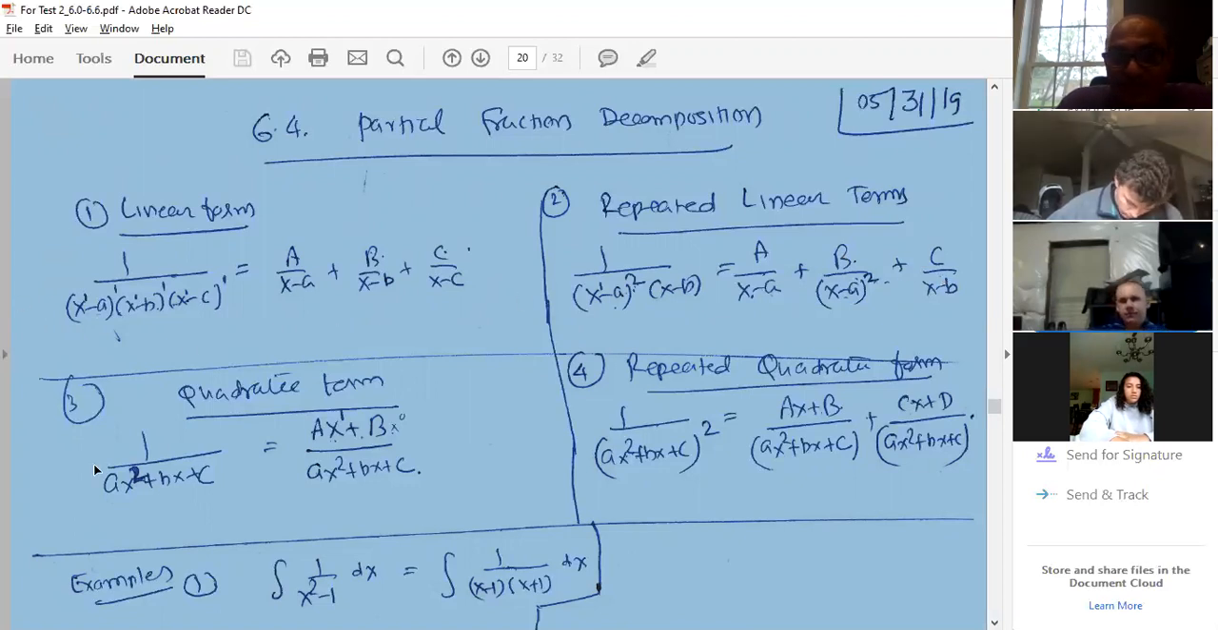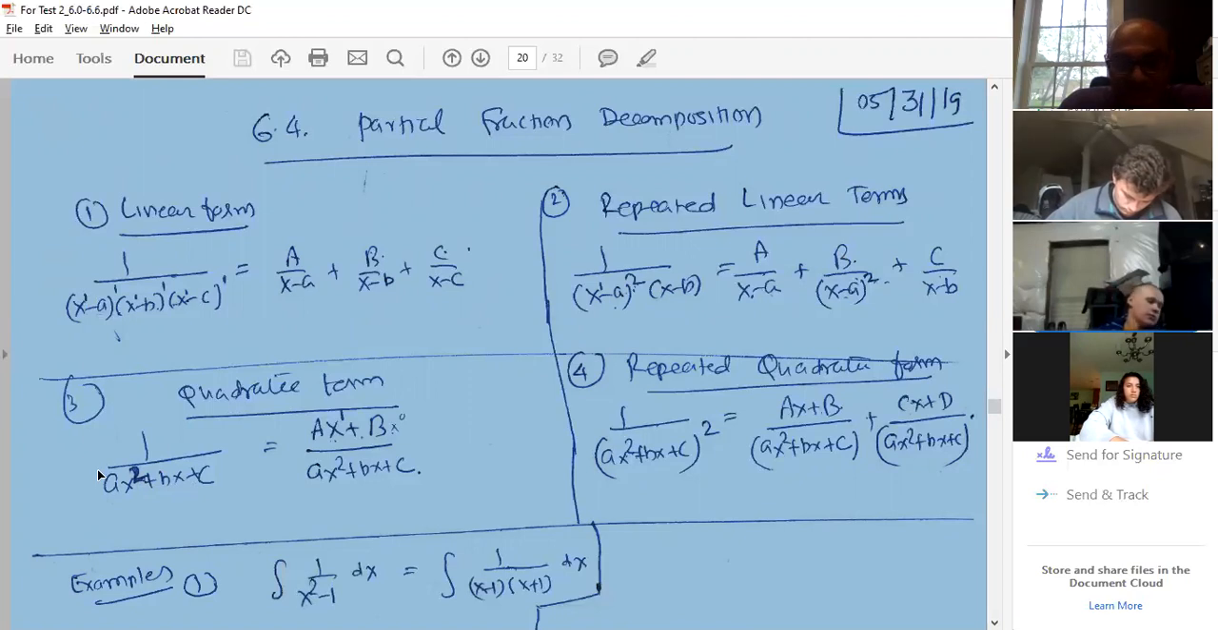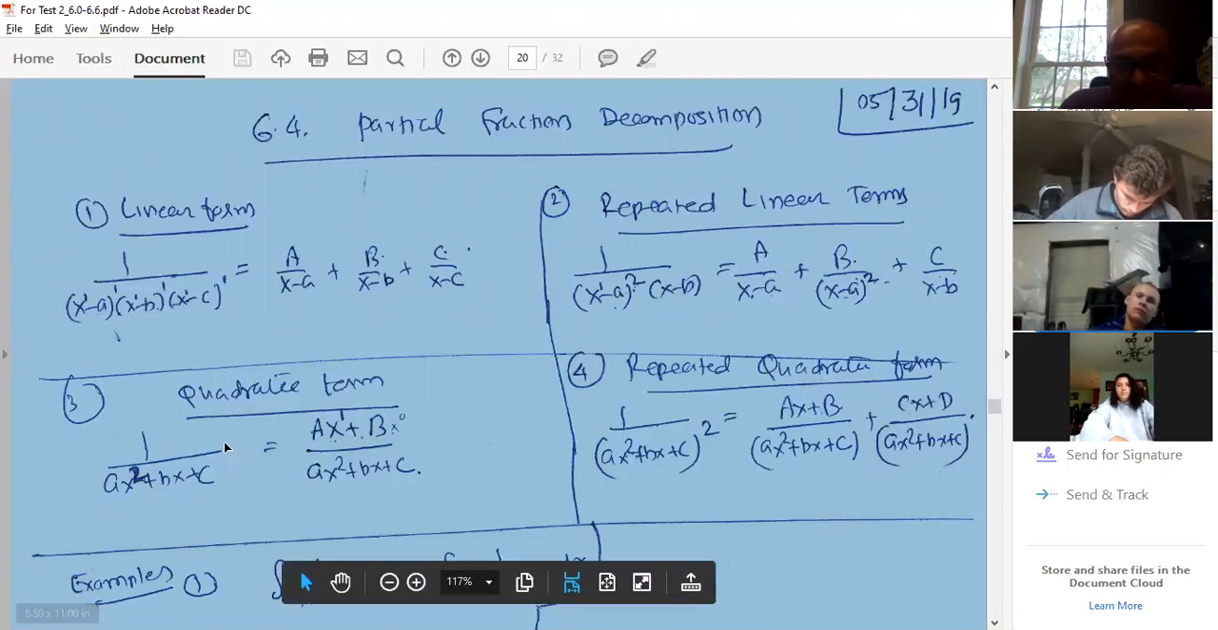You have sometimes a quadratic factor, x squared minus a, or ax squared plus bx plus c. Whenever a square is there, you can consider a bracket here too. Look at, please pay attention, Judith, bracket here, and power 1.